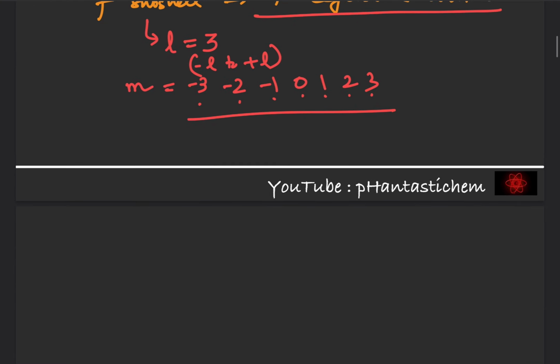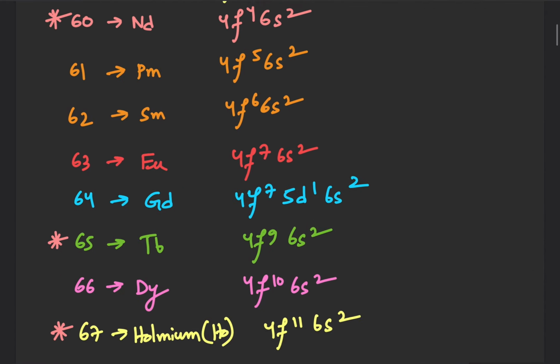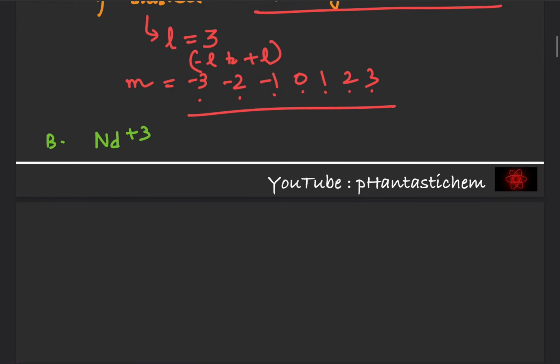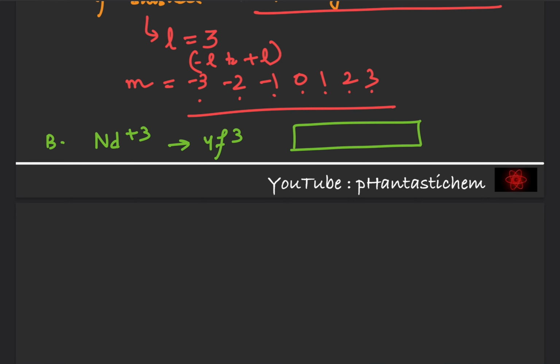Okay, then coming to option B. In option B we have neodymium plus 3. So the configuration of neodymium plus 3 will be, remove 2 electrons from 6s and 1 from 4f. So therefore it will be 4f3, which will look like this. 1, 2, 3. So there are 3 unpaired electrons.